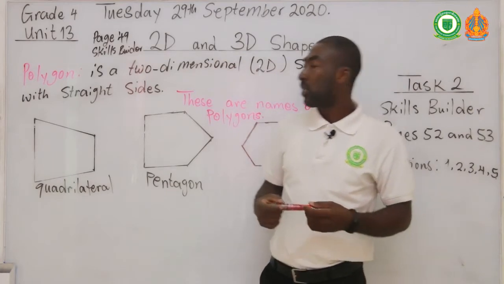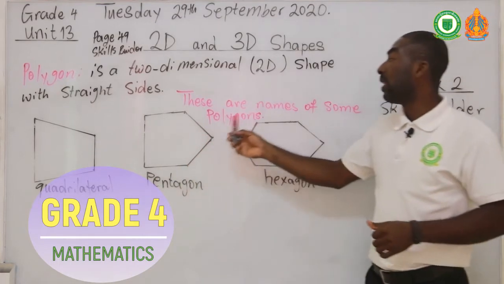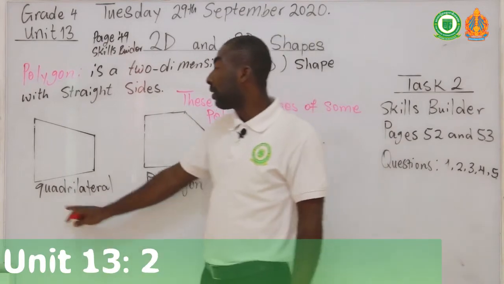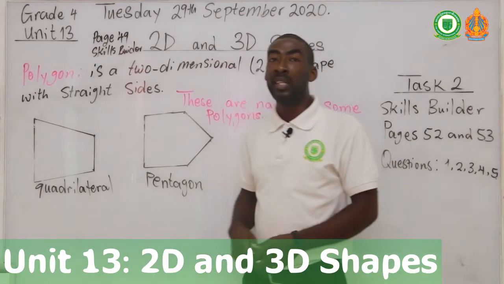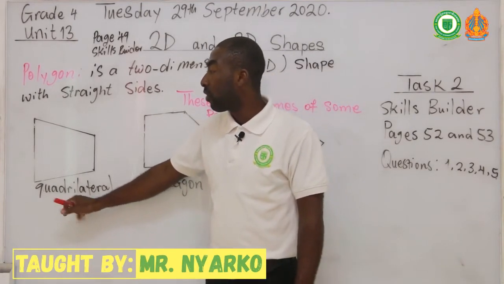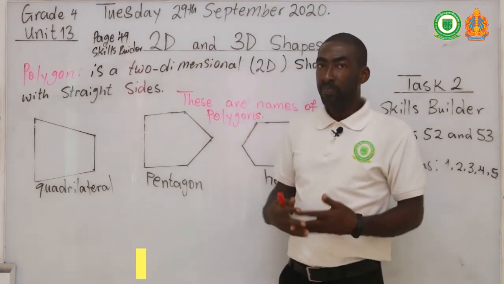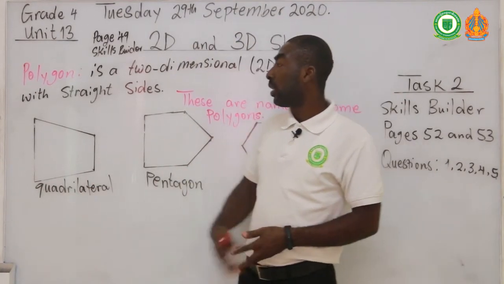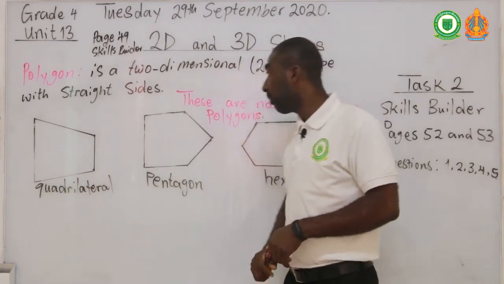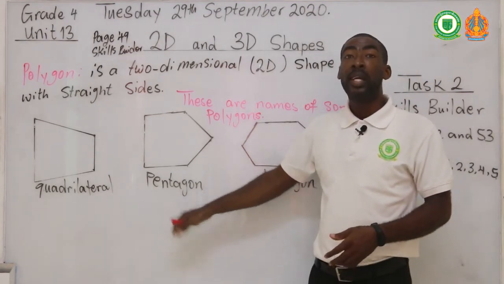So polygons can be a quadrilateral, okay? So here are some of the names of some polygons, okay? So a polygon could be a quadrilateral. That means that polygon is having 4 sides, okay? So a polygon can be a quadrilateral having 4 sides. So let's count. 1, 2, 3, 4. It could be a square, it could be a rectangle, or it can be a parallelogram or a shape like this, okay?